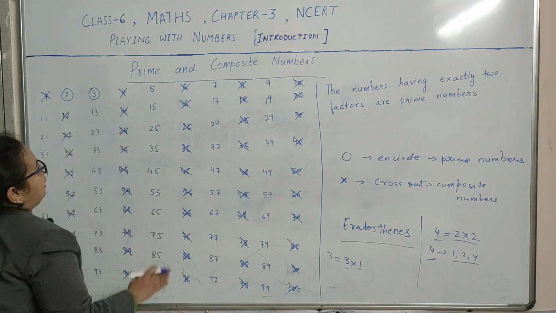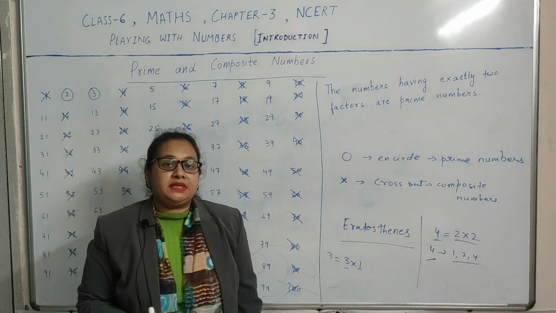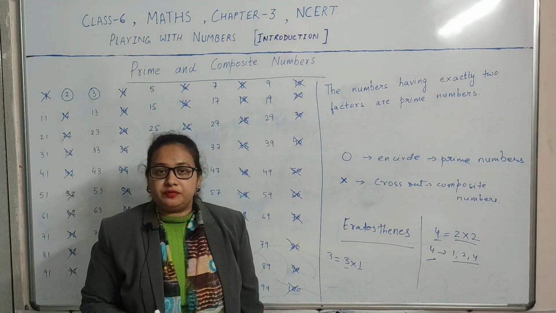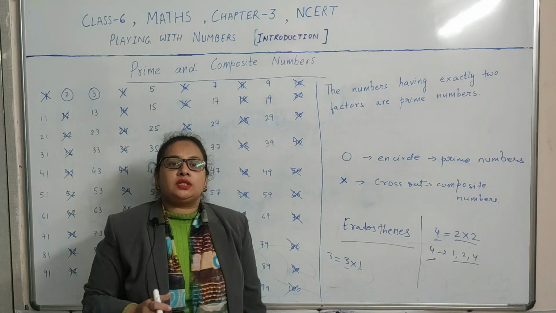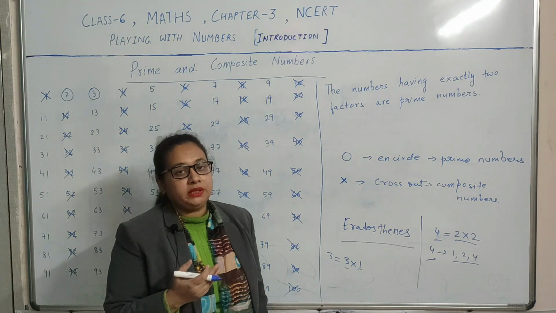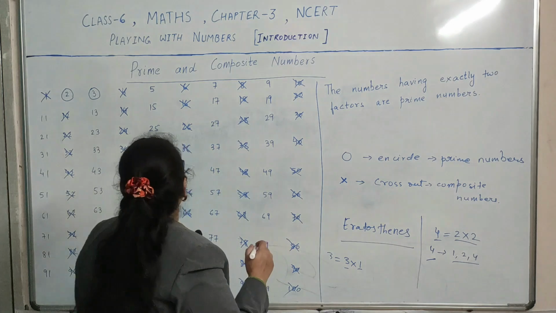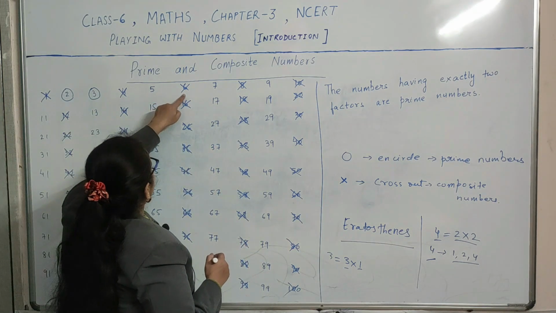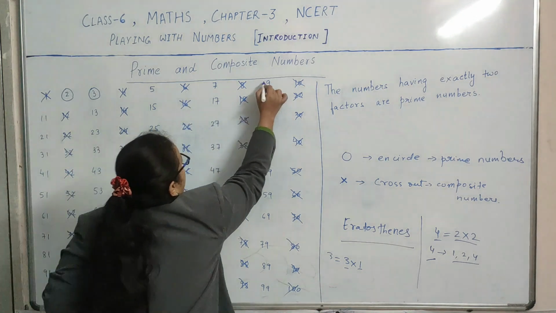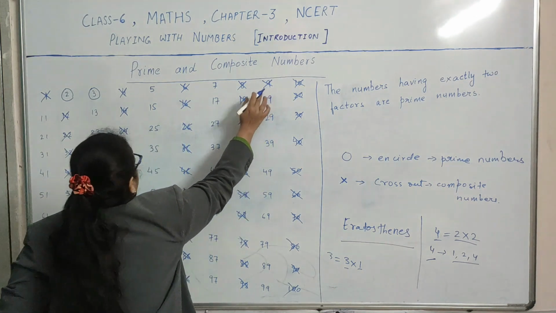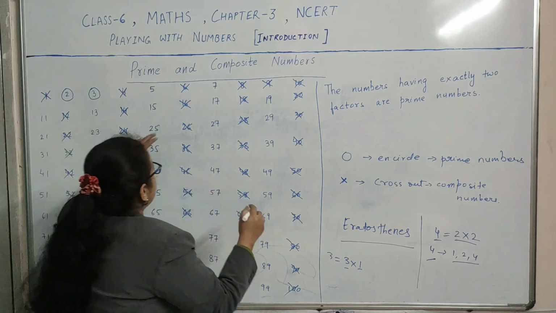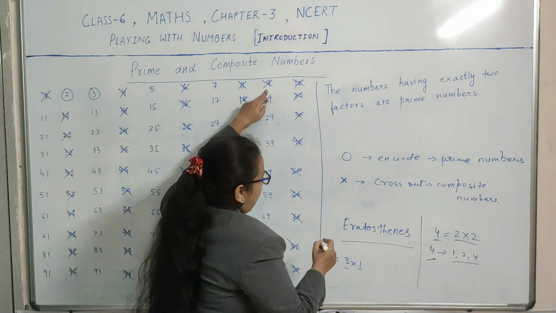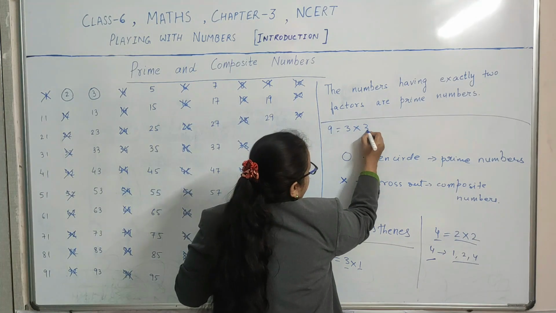Now we will again cross out all the multiples of 3 because all the multiples of 3 are composite numbers, because all the multiples of 3 will have more than two factors. So the first is 3 and the next one is 6. It is already crossed out. 9, I will cross out 9 because it is a multiple of 3. I will show you 9 represented as 3 multiplied by 3.